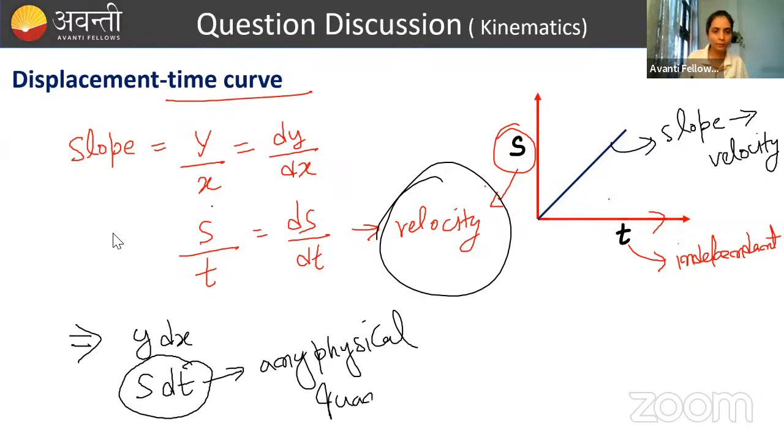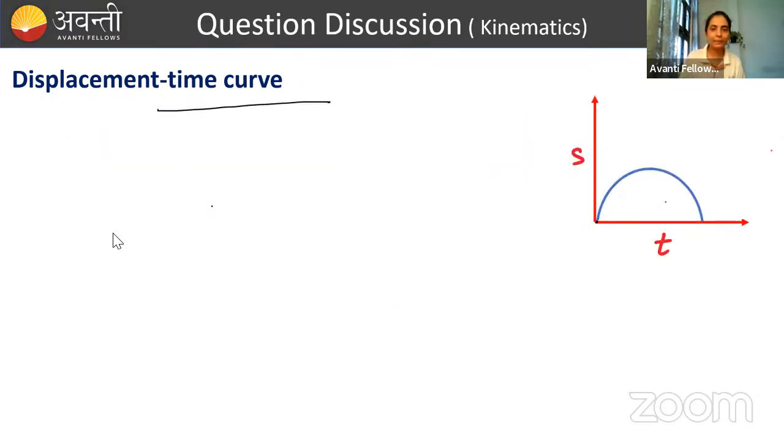This is not any physical quantity, which means we don't need to read the area under the st curve. We have to read only the slope of the st curve, because the slope of the st curve gives us velocity. So in the st curve, what is important is only the slope. We don't have to look at the area at all. Done.